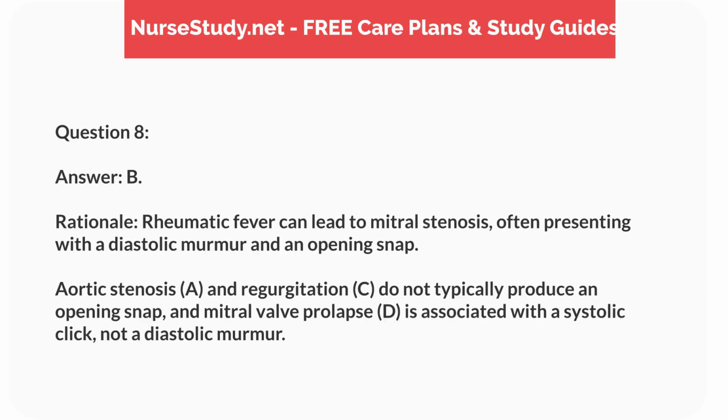Answer B. Rationale: rheumatic fever can lead to mitral stenosis, often presenting with a diastolic murmur and an opening snap. Aortic stenosis, A, and regurgitation, C, do not typically produce an opening snap, and mitral valve prolapse, D, is associated with a systolic click, not a diastolic murmur.